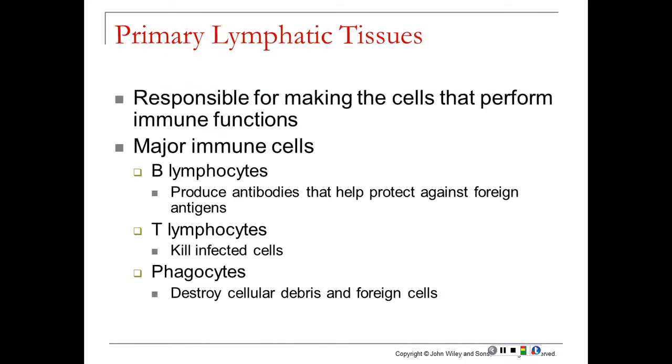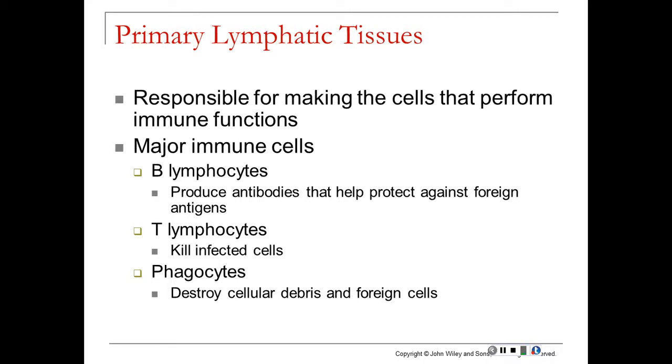Let's talk about more specifically those primary lymphatic tissues. Those, you may recall, are responsible for making the cells that perform major immune functions. The major immune cells produced by these primary lymphatic tissues are the B cells, the T cells, and phagocytes. B cells, or B lymphocytes, are the cells that are responsible for producing antibodies. Antibodies, you may recall from when we talked about blood type, are special proteins that help protect against foreign antigens.